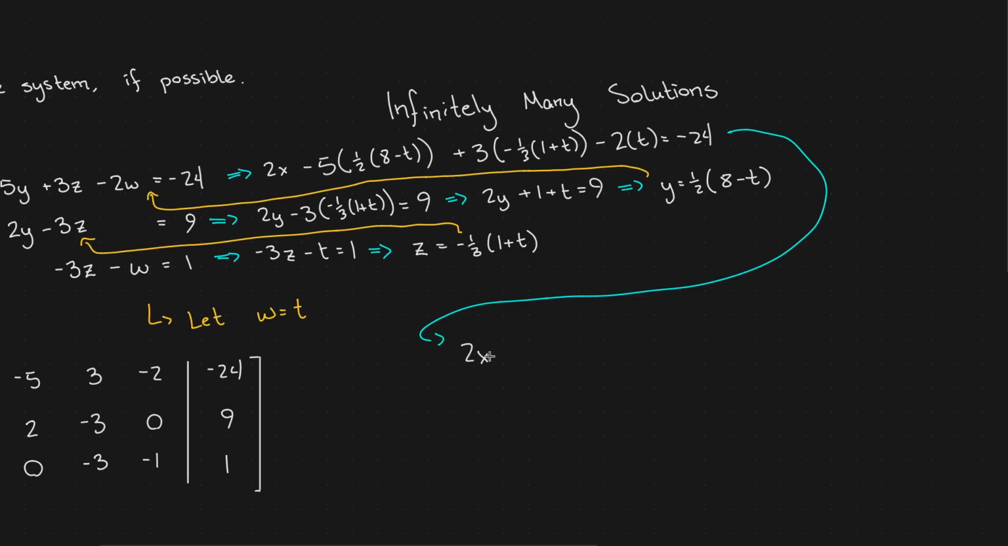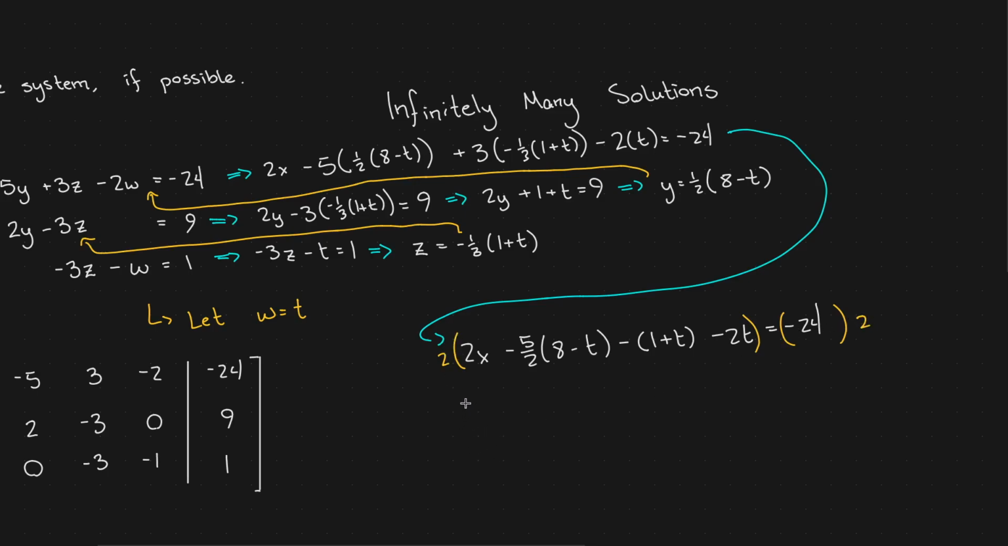So I have 2x minus 5/2 (8 minus t), minus the 3 times -1/3 cancel to give me -1 (1 plus t), minus 2t equals -24. Now, rather than deal with the fraction, I'm going to multiply both sides of the equation by 2. That will cancel out the denominator.